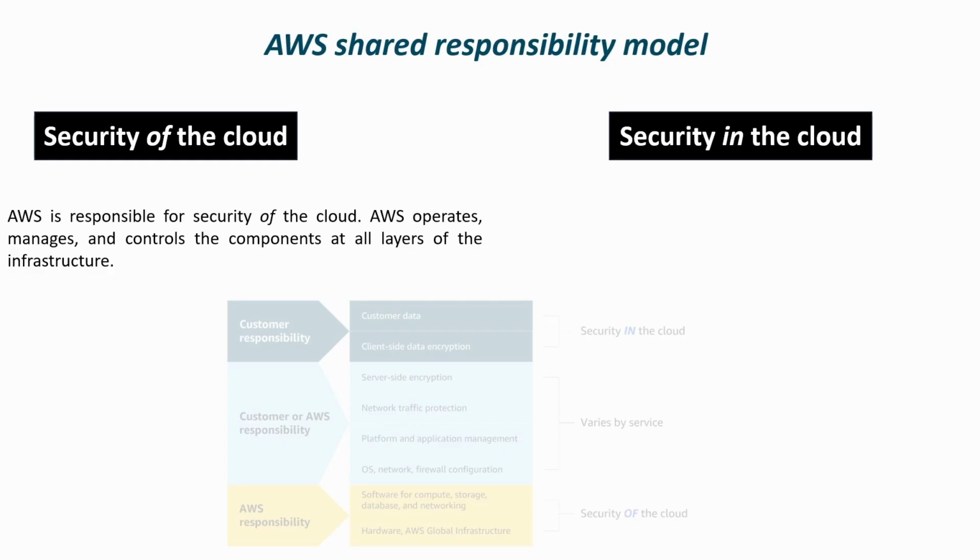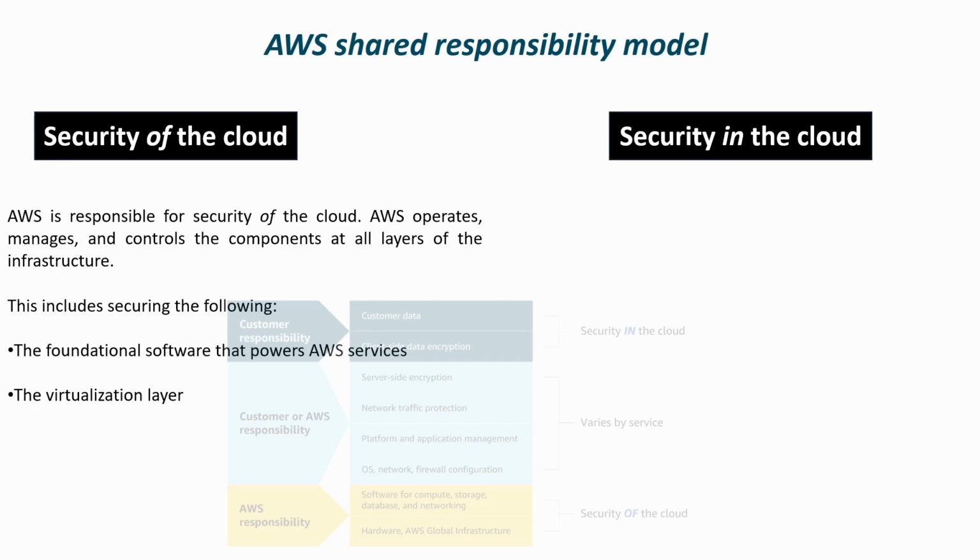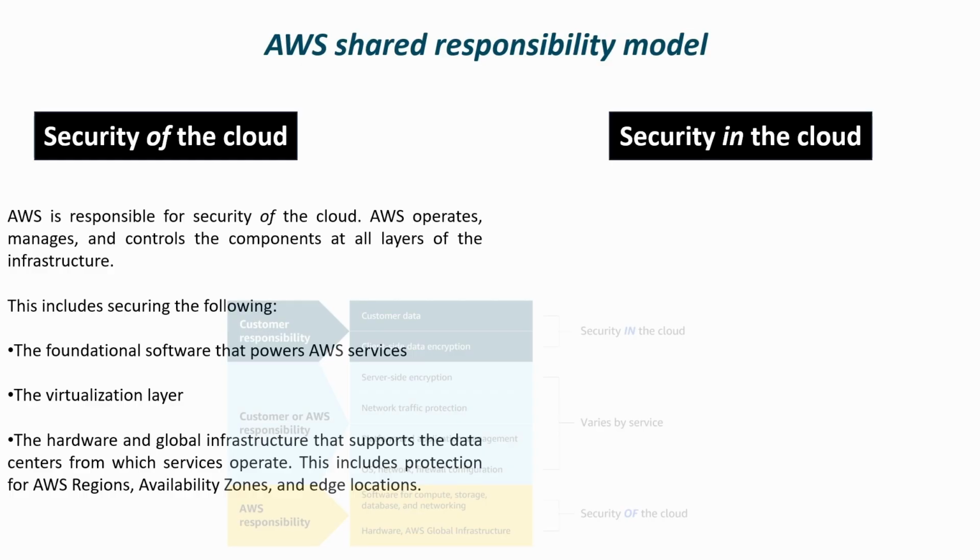AWS operates, manages, and controls the components at all layers of infrastructure. This includes securing the foundational software that powers AWS, the virtualization layer, and the hardware and global infrastructure that supports the data centers from which services operate. This includes protection of regions, availability zones, and edge locations as well. Next up is security in the cloud.